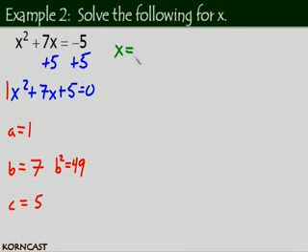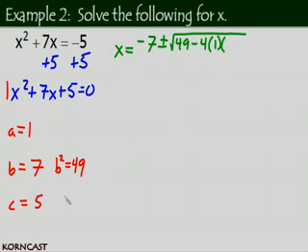So again, I'm going to start by writing x equals, because that's the whole point of this particular process, using the quadratic formula, to solve for x. Well, negative b, so negative 7, plus or minus square root, b squared, which is 49, minus 4 times a, which is 1, times c, which is 5, all over 2 times a, which is 1.